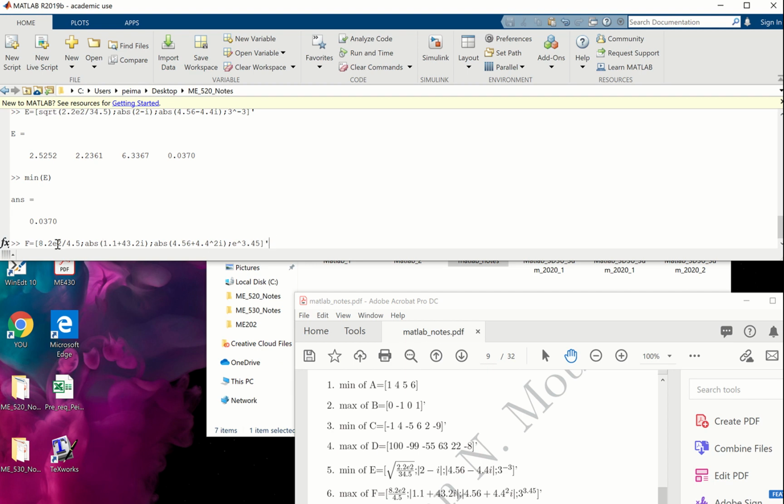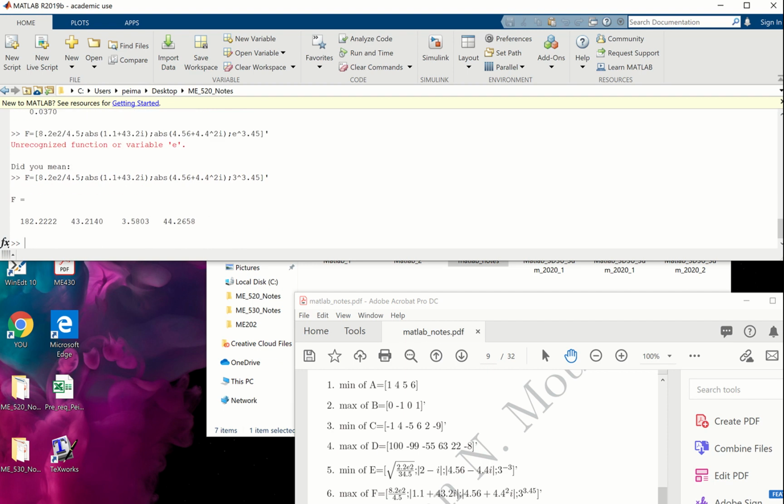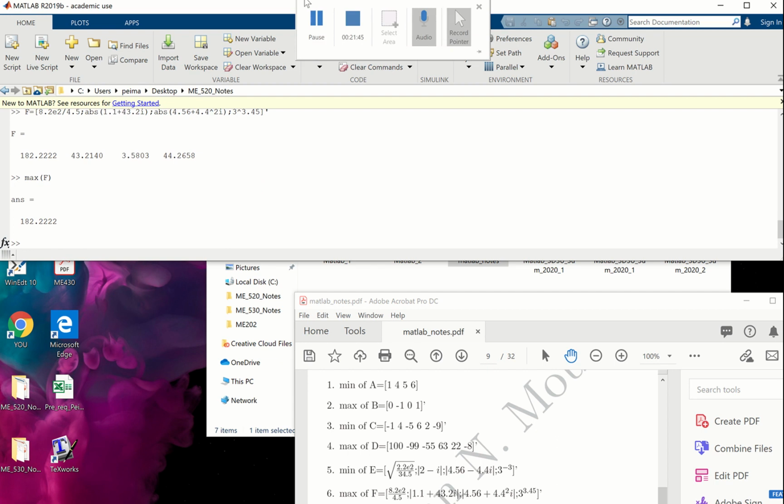Transpose of a column gives you a, what is E? This is 3. Okay. So now I'm saying max of that. Max of F, that's right, is which number as you see here? This is the first element. Here we go.